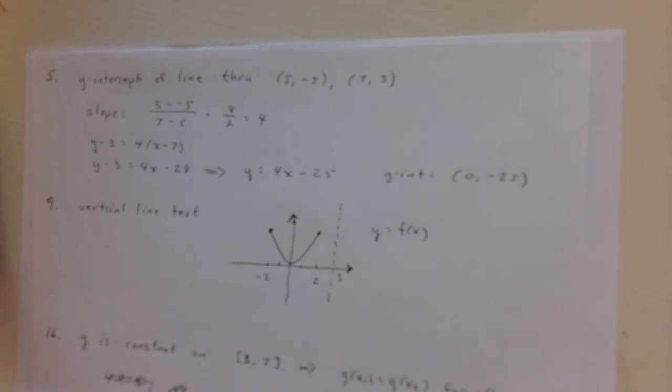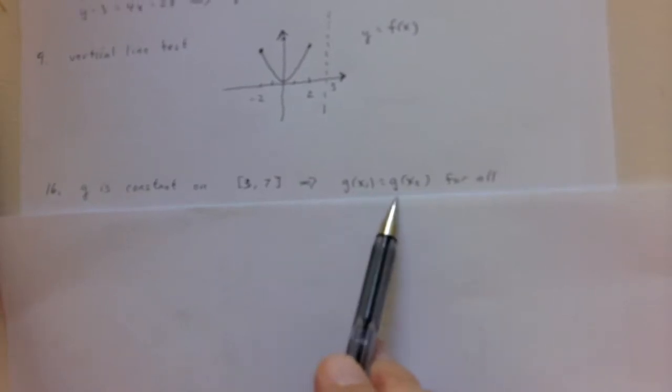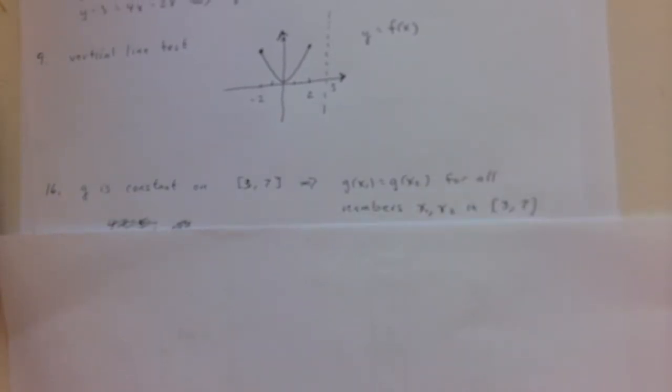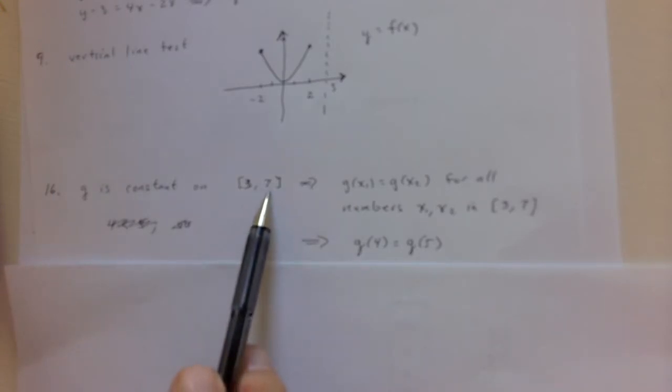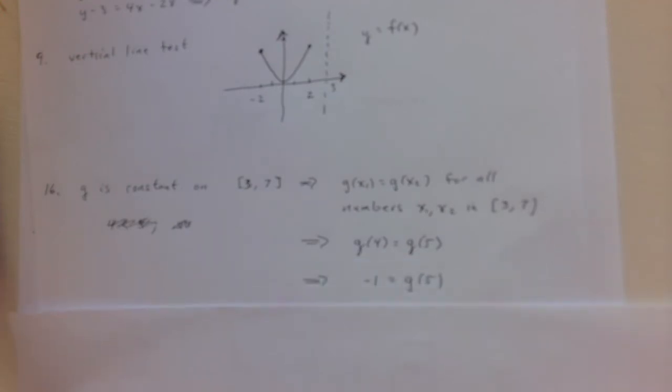The next one was problem 16, where we're given that g is a function which is constant on the interval from 3 to 7. Okay, constant means that g of x1 equals g of x2 for all numbers x1 and x2 on that interval. Now you're given what g of 4 is. Well, 4 and 5 are both in this interval, right? So it makes sense that g of 4 should equal g of 5.